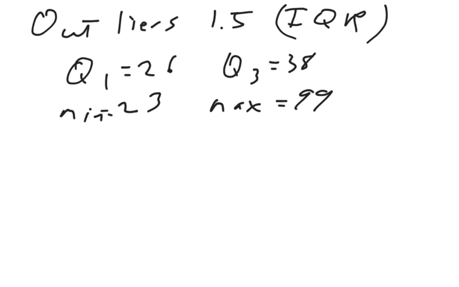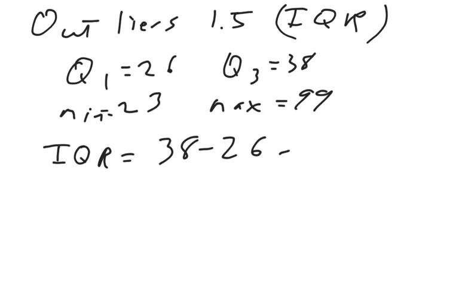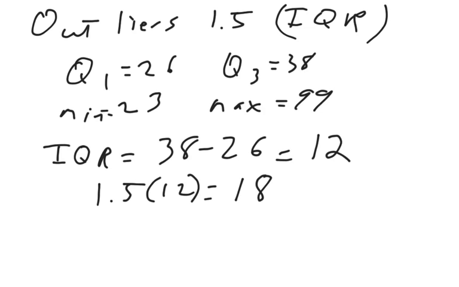Okay, so when we do a box plot, we also need to check for outliers. And there's a rule called the 1.5 times the IQR. Now the IQR, which stands for interquartile range, is simply Q3 minus Q1, which is 12. This equals the IQR. Now if I multiply that by 1.5, I get a number of 18. That's how far away from Q1 and Q3 outliers can be.